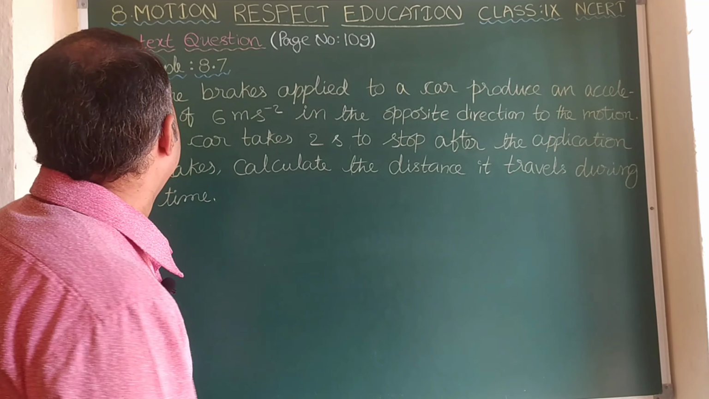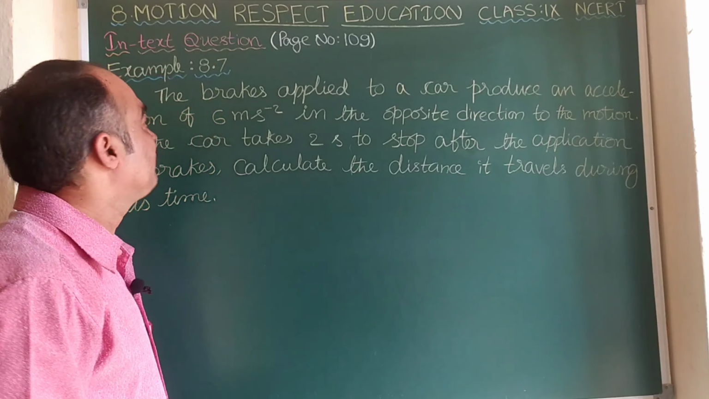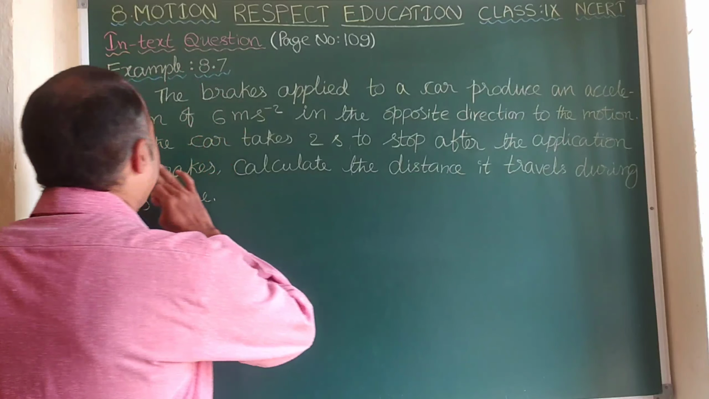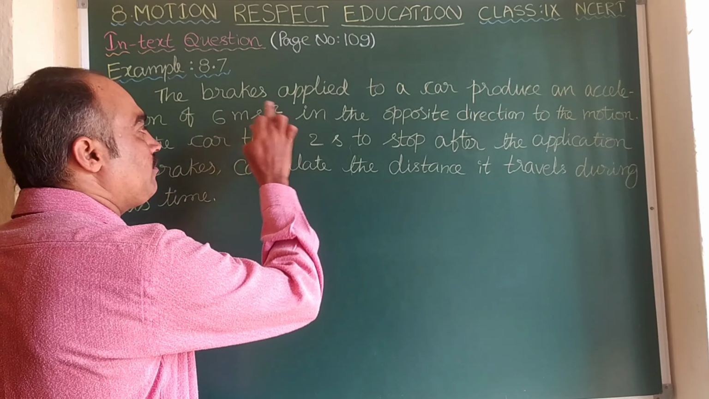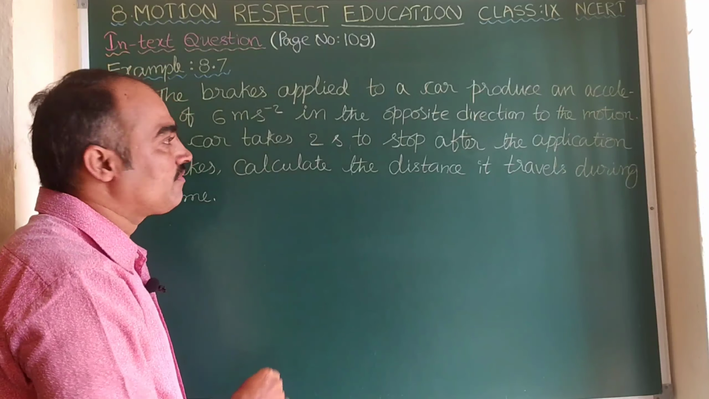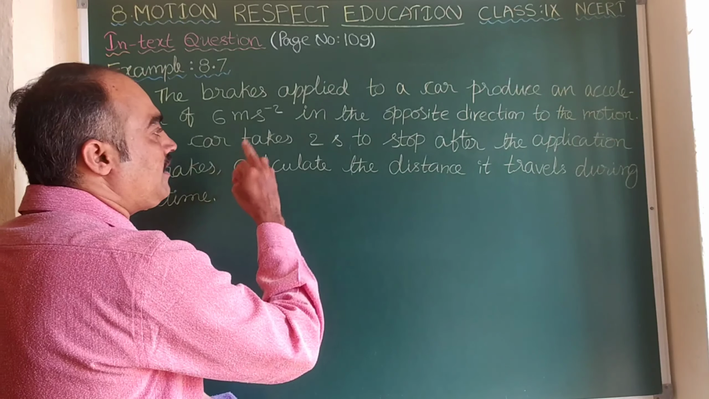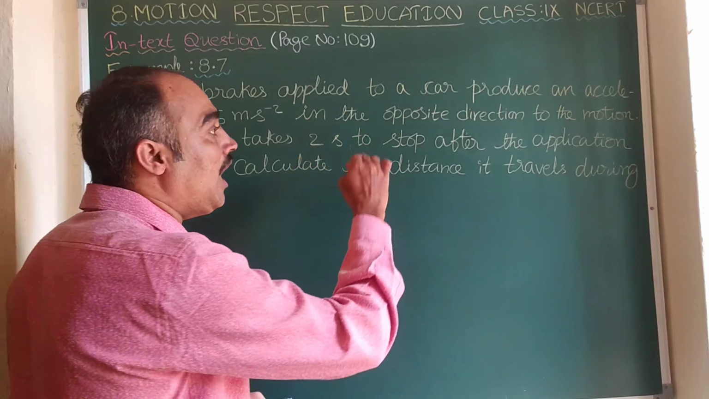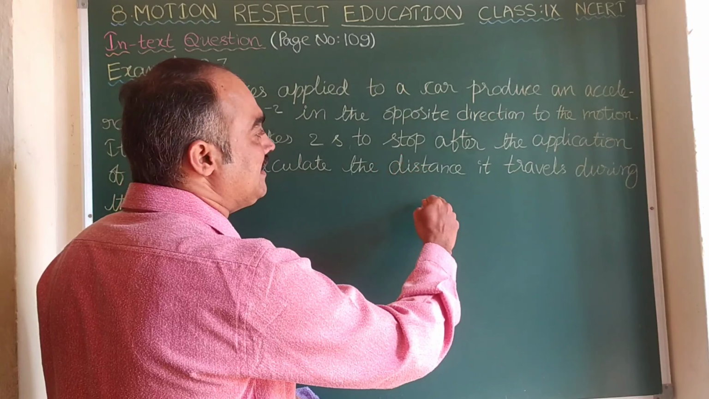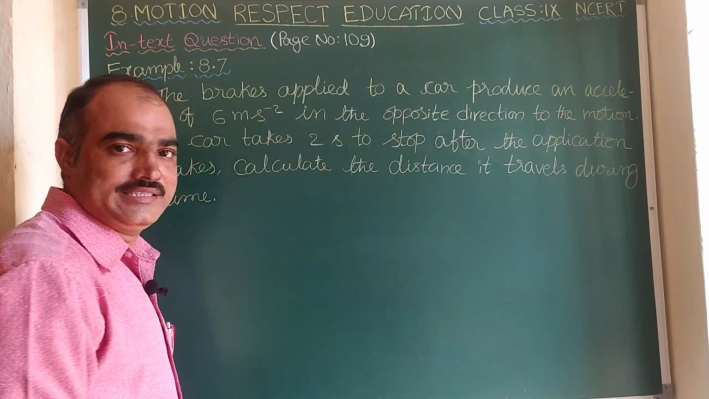Okay, now we see example 8.7, which is there on page number 109. The brakes applied to a car produce an acceleration of 6 m/s², which can also be read as 6 meter per second square, in the opposite direction to the motion. If the car takes 2 seconds to stop after the application of brakes, calculate the distance it travels during this time, that is, during these 2 seconds.